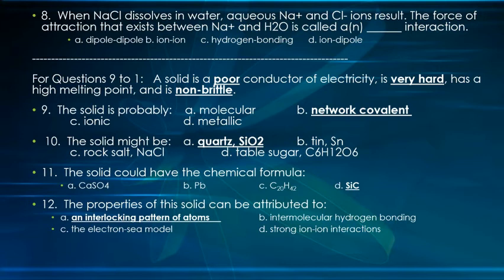This is another one. SiC is also a network covalent. I said in the notes you need to go through and you have to know the couple of examples listed in there. SiO2, carbon as diamond, carbon as graphite, SiC. There weren't but a couple. And the property of this solid can be attributed to an interlocking pattern of atoms. Every single atom in there is covalently bonded to every other atom in there.